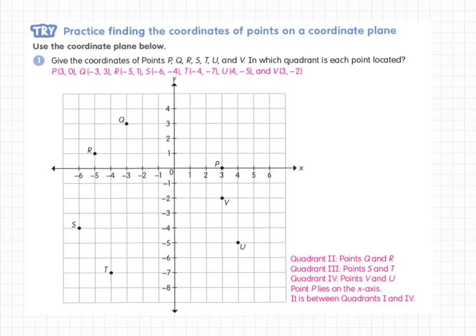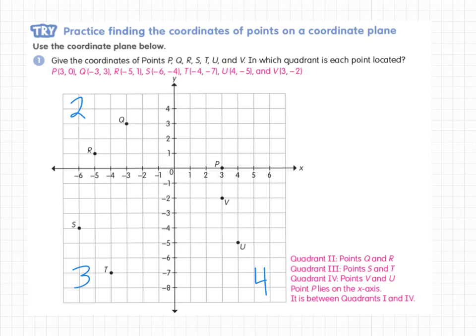Point P is actually not inside of a quadrant. Point P is just on the x-axis. So we would just say on the x-axis for that one. Points Q and R are in quadrant number 2. Points S and T are in quadrant number 3. And points V and U are in quadrant number 4. Great work on that problem.